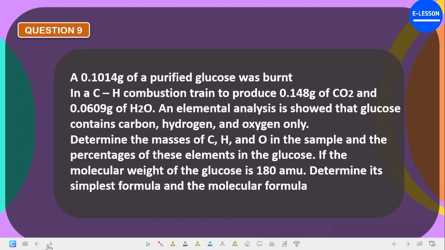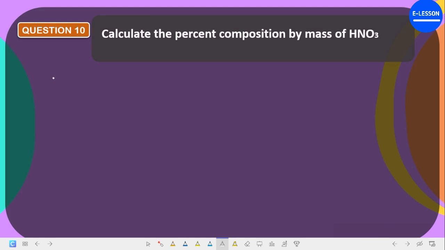Let's take the next. The next is a very long one. Now you are asked to calculate the percentage composition by mass of HNO3. Now what is the molecular weight of HNO3? Hydrogen is 1, nitrogen is 14, and oxygen is 16 times 3. This will be 1 plus 14 plus 48, and that will give us 63. So this is 63 gram per mole.